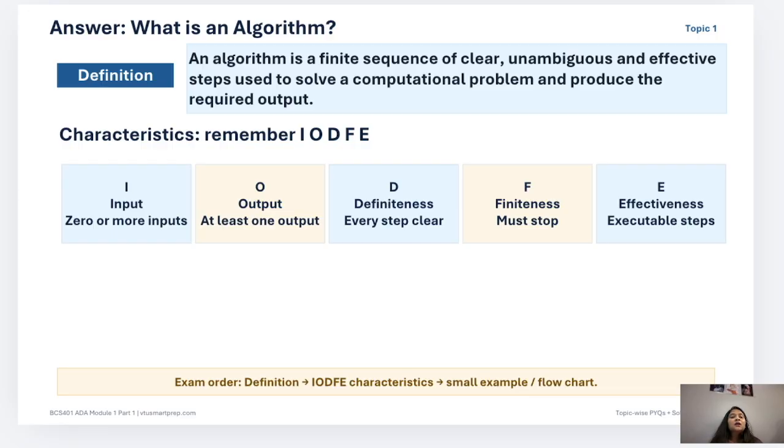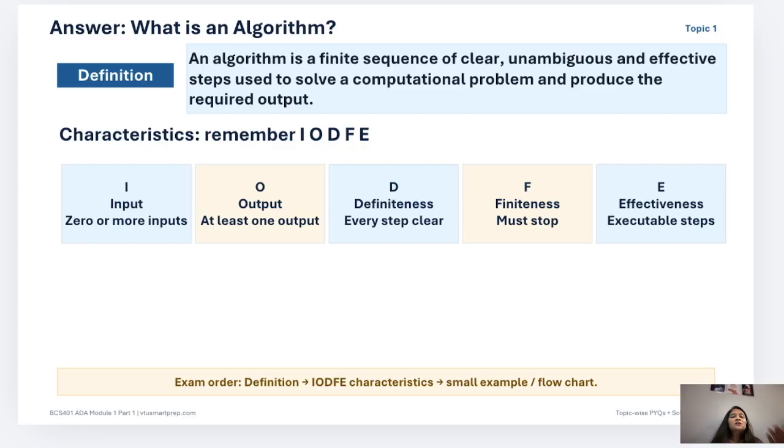So what I have used here is IODFE. If you remember IODFE, these are the characteristics. So what does I stand for? It means input. Input means an algorithm can take zero or n number of inputs. Is that clear? What does O mean? It means output. An algorithm must produce at least one output.